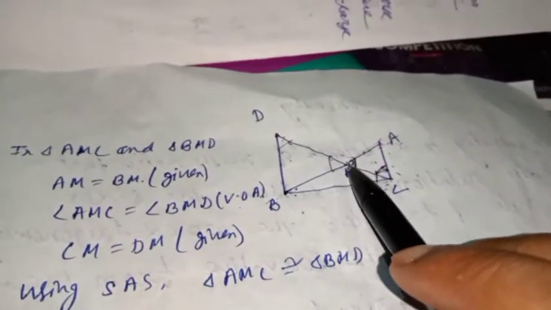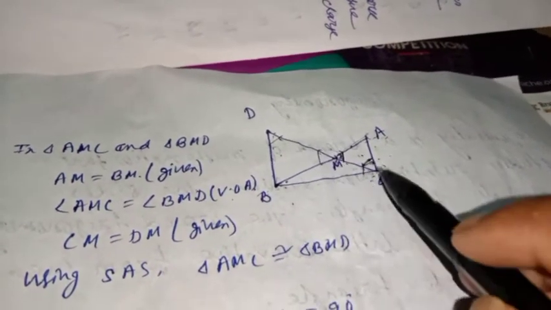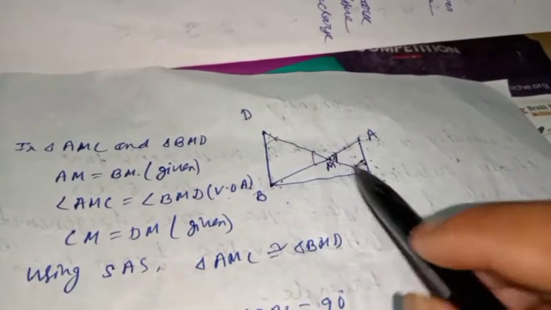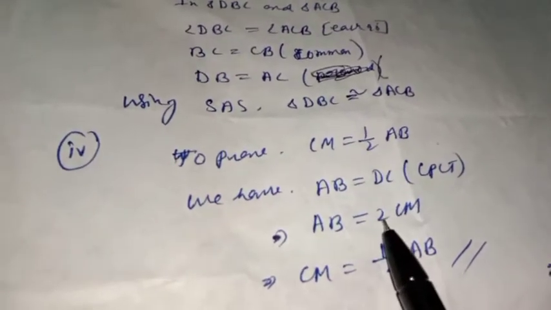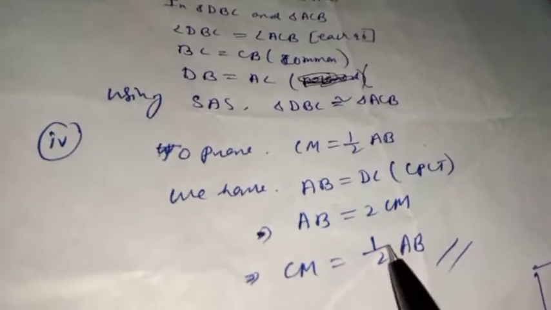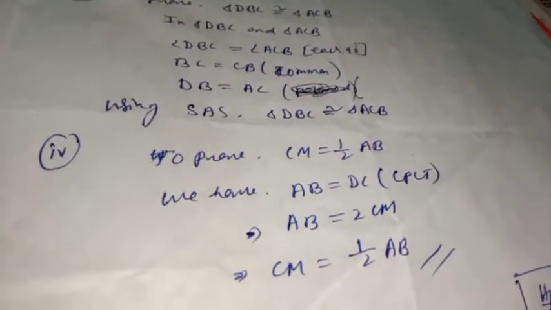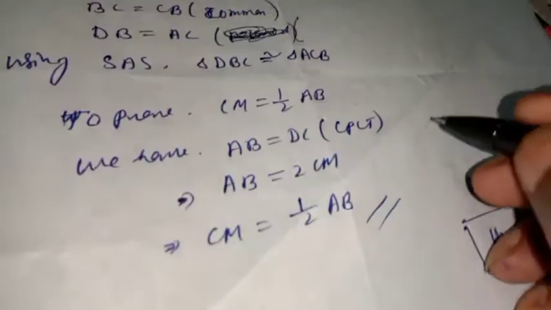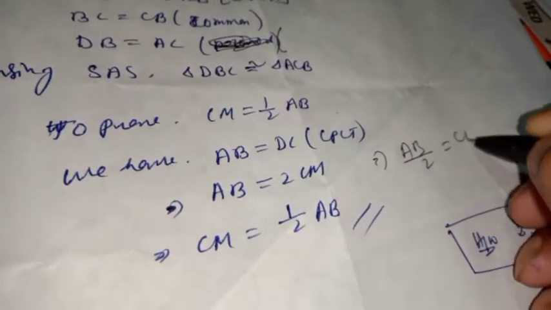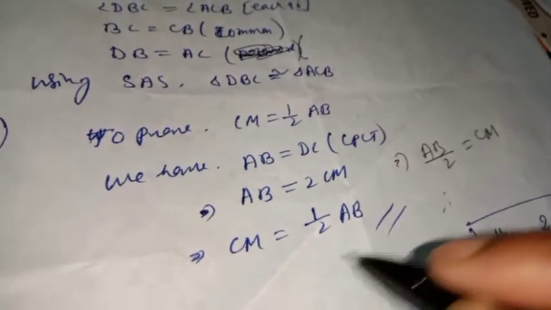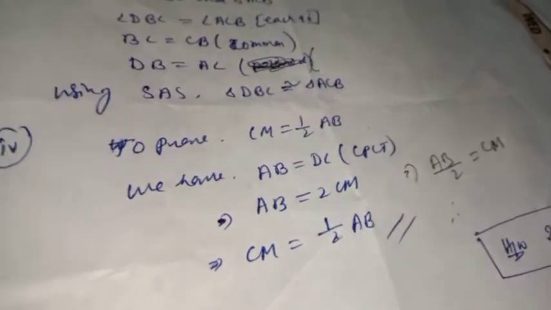Now AB is equal to DC. See DC clearly, M is the midpoint of DC, means CM is equal to DM. So you can write DC is equal to twice CM, or also twice DM. But we need CM here, that is why I have written twice CM in place of DC. If you transfer 2 to the left hand side, CM is equal to AB by 2, means half of AB. Clear?